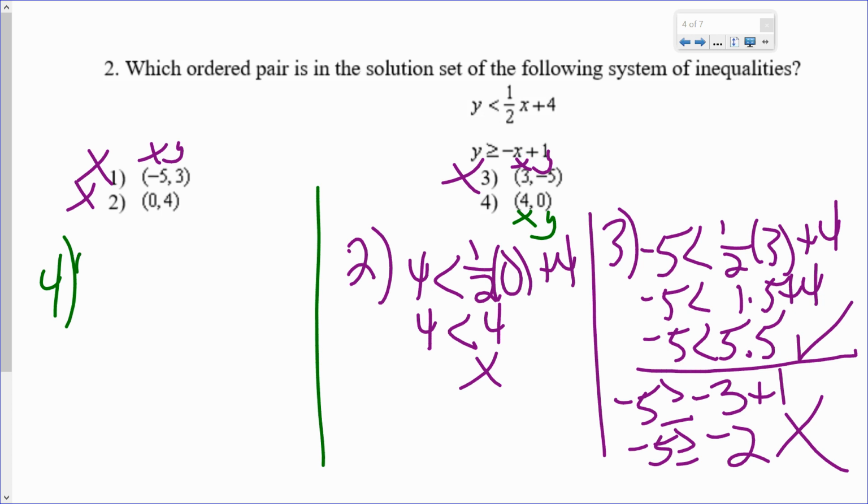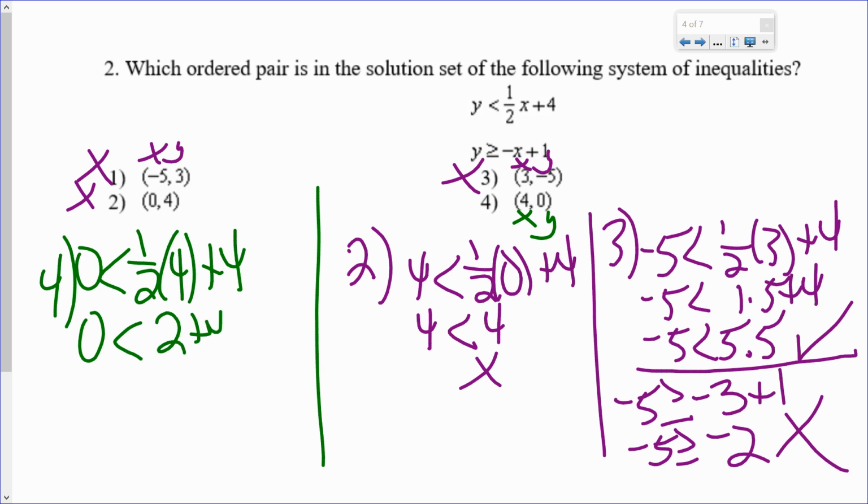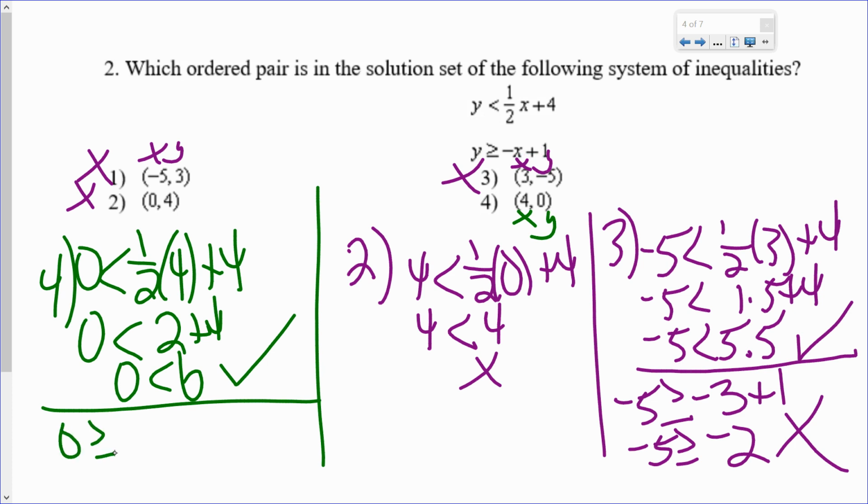X, Y, 0 is less than 1/2 times 4 plus 4. That's 2 plus 4. 0 is less than 6. Yes, that's correct. Now I'm going to try the bottom inequality. 0 is greater than or equal to -4 plus 1. 0 is greater than or equal to -3. That works. Choice 4 is your answer.